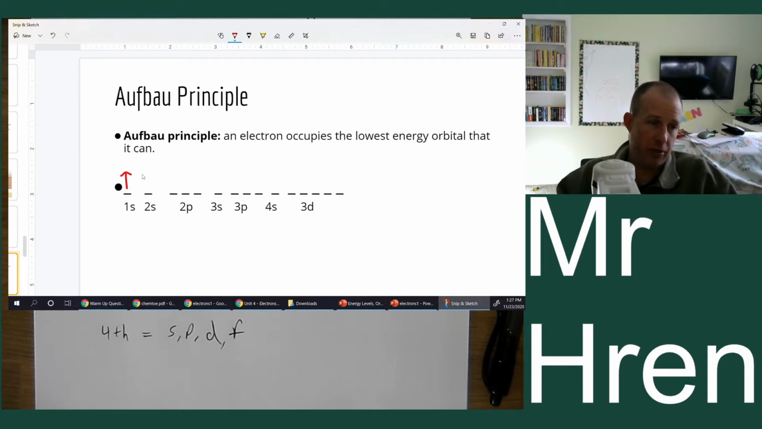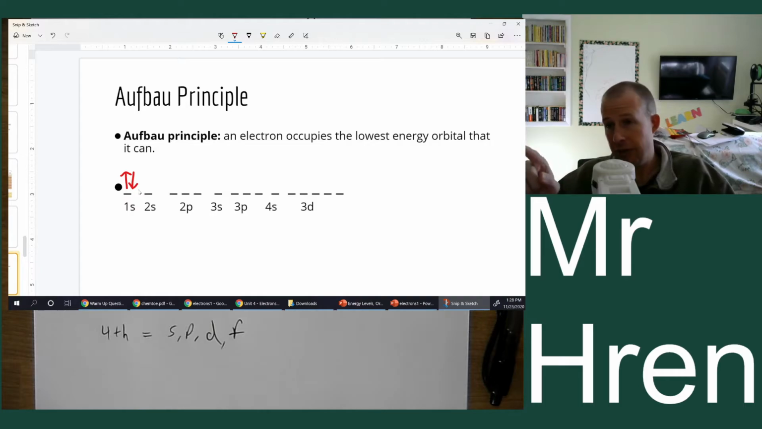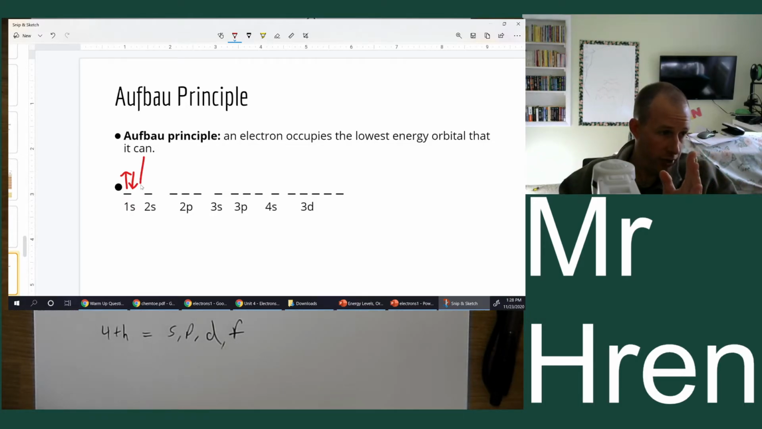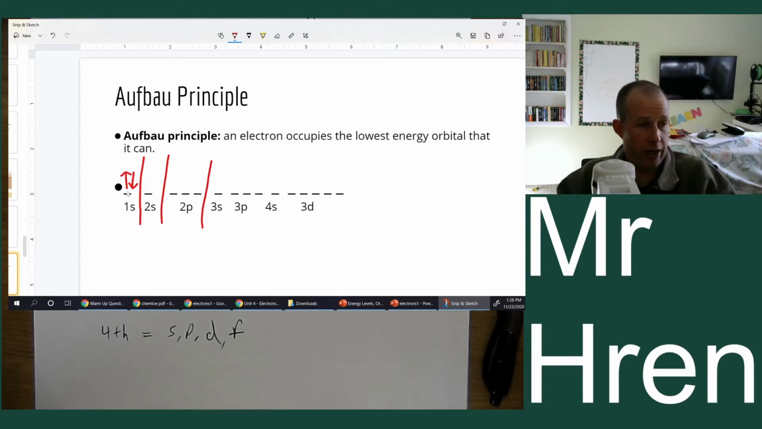Well, this is the confusing part some people have. They think, oh, well, it should go right here. But no, that's wrong. It should not go there. Instead, the arrow should go in 1s, pointing downward. Because now the 1s sublevel is filled. You've got to view each sublevel kind of as its own deal. So 1s, it's got 2 electrons. Now it's done. Now you can move on to 2s.